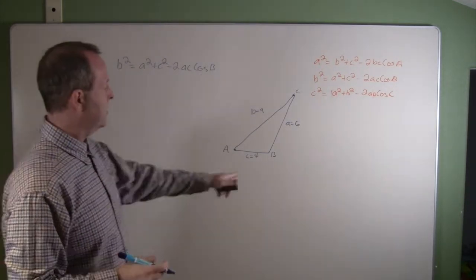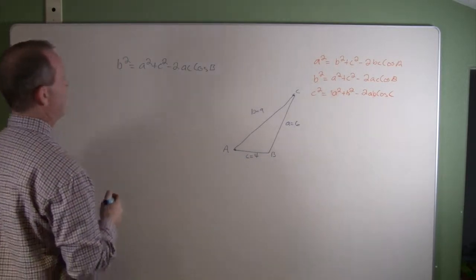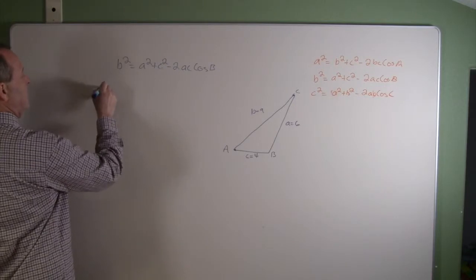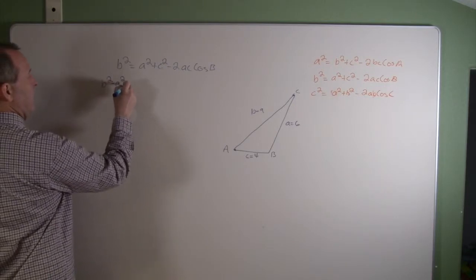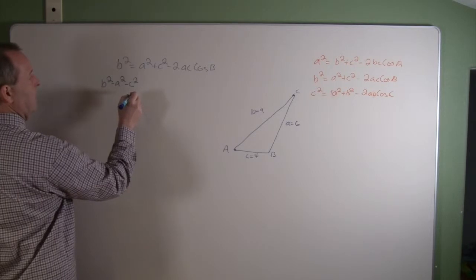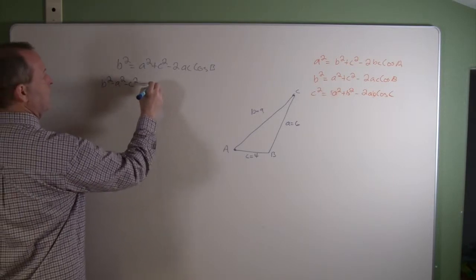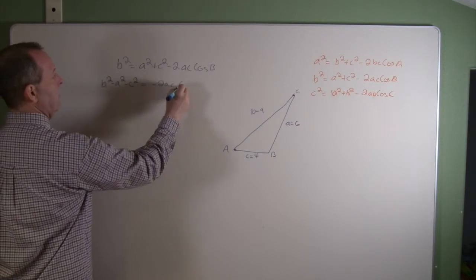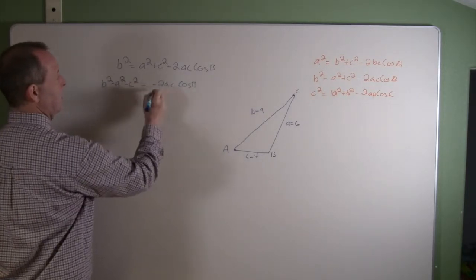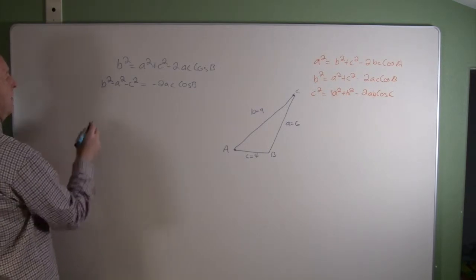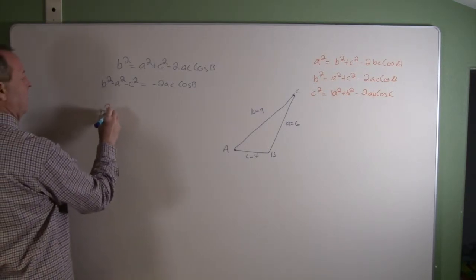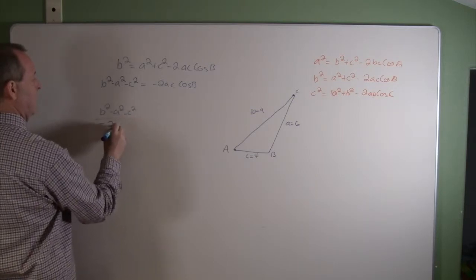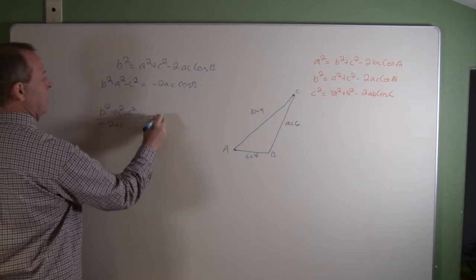Let's solve that for the cosine of b. That's the angle that we do not know. So I'm going to subtract these two from this side. So b squared minus a squared minus c squared equals minus 2ac cosine b. Divide both sides by minus 2ac. So I have b squared minus a squared minus c squared all over negative 2ac equals the cosine of b.